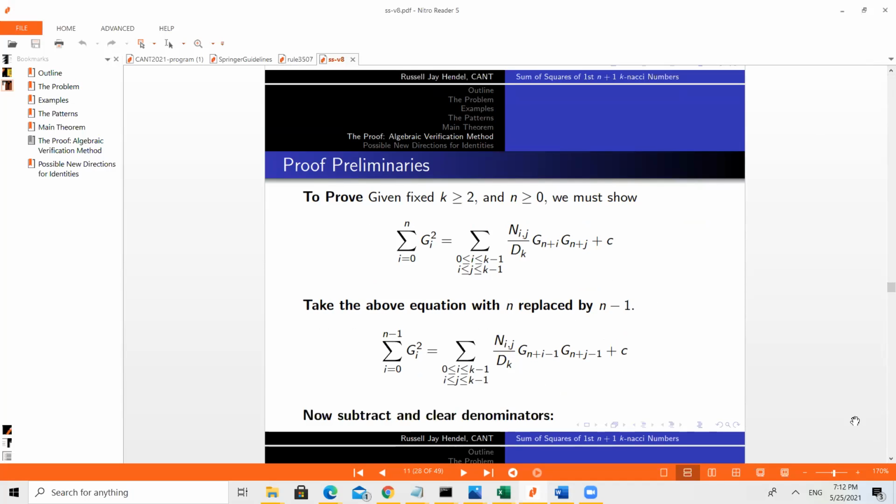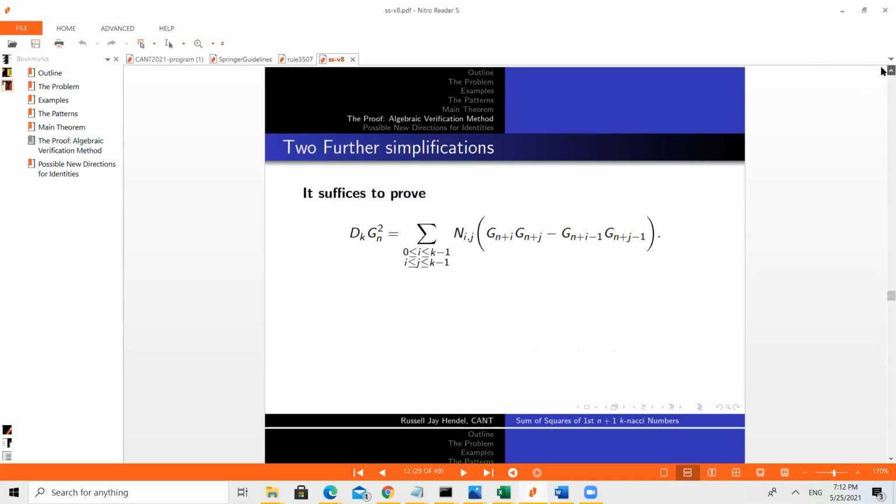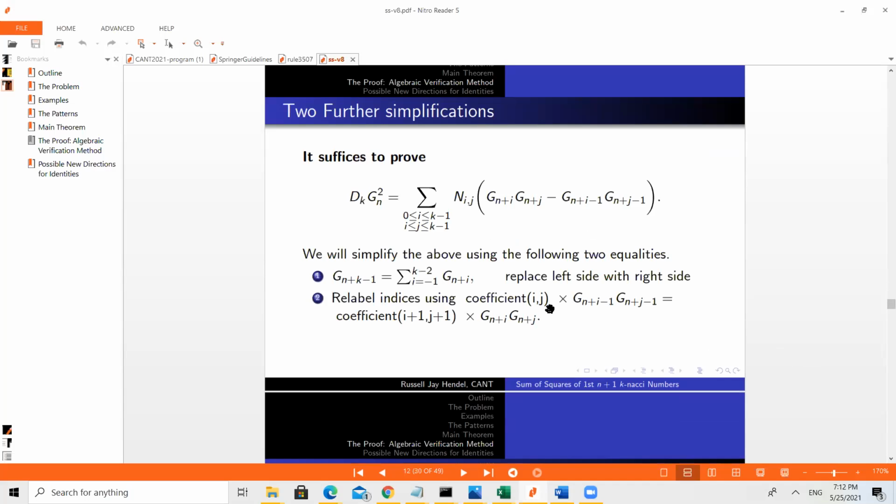And that means I only have to prove something. I'm going to lose the n minus 1 case, but I only have to prove the following, that, and I clear denominators, d_k g_n squared is equal to this. That's what it suffices to prove. Now, I have to simplify that just a little bit. The biggest thing that can happen here is g_{n+k-1}. I'm going to replace that by the recursion.